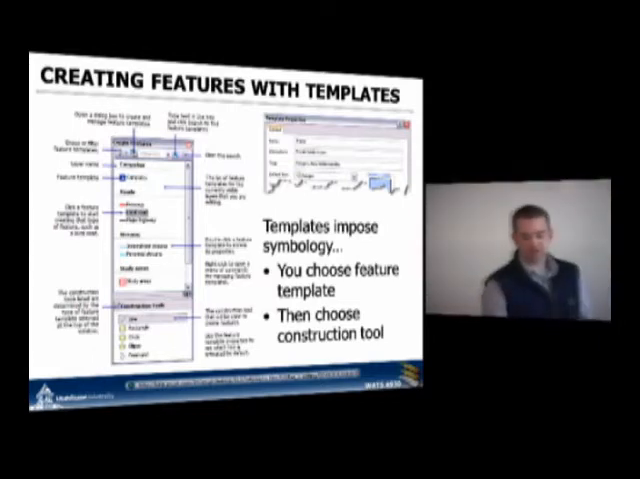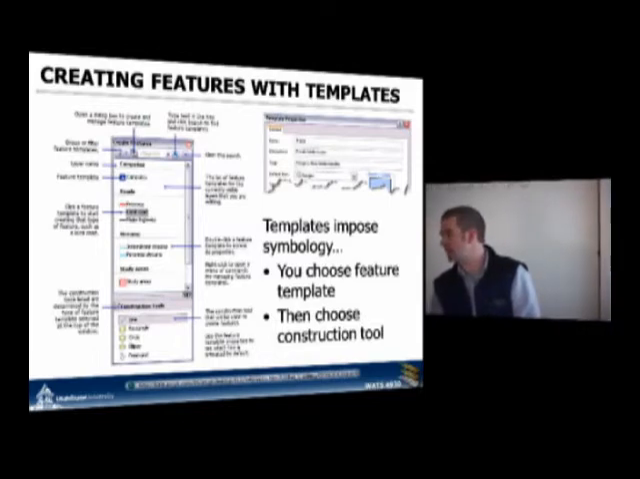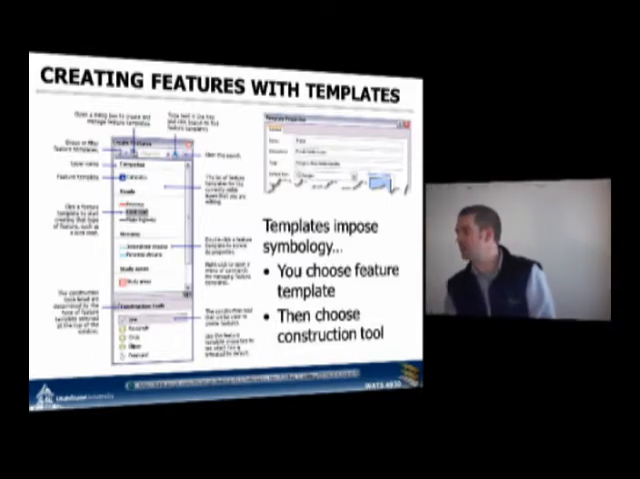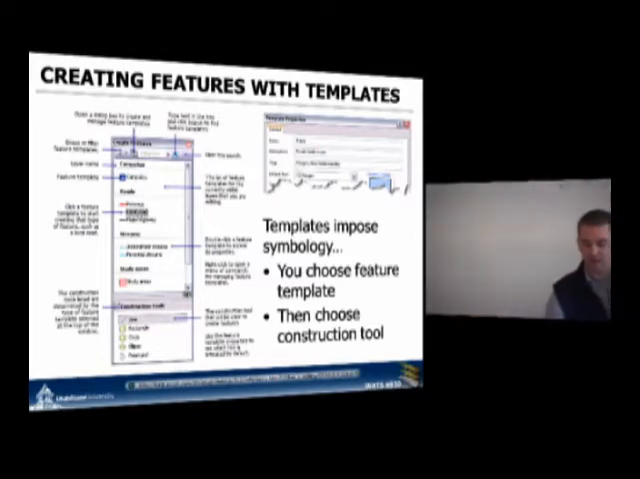Whereas with a feature template, if you take a few seconds to think about what you want to display and show up in there, you can define those things, set the symbology, and then as you're drawing, all you do is you click on which one you want to draw.